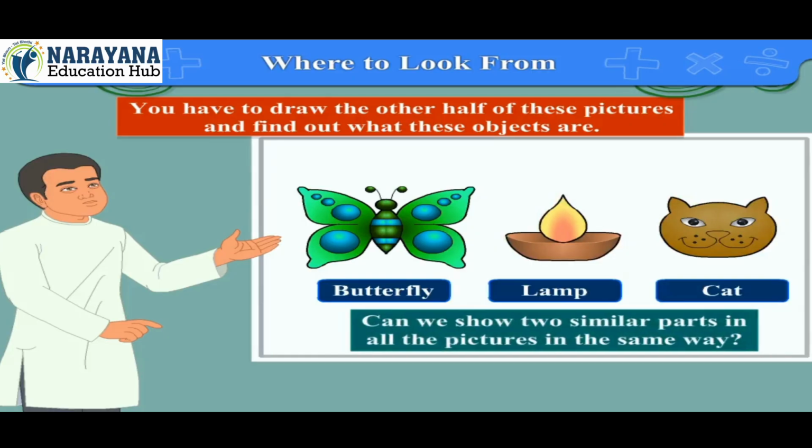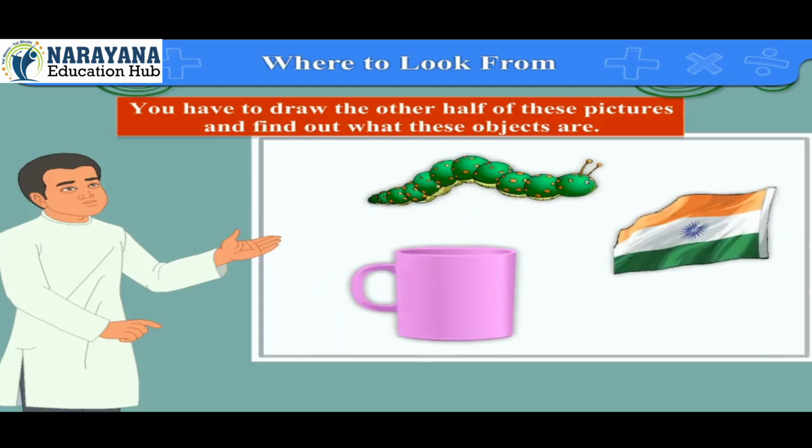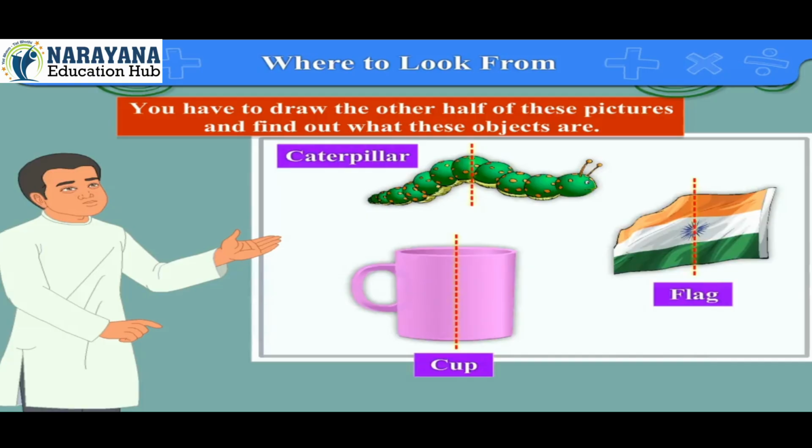Can we show two similar parts in all the pictures in the same way? Let's check it out. Here are a few pictures: a caterpillar, a cup, and a flag. If we try to divide these pictures into two similar parts in this way, we do not get two similar parts.